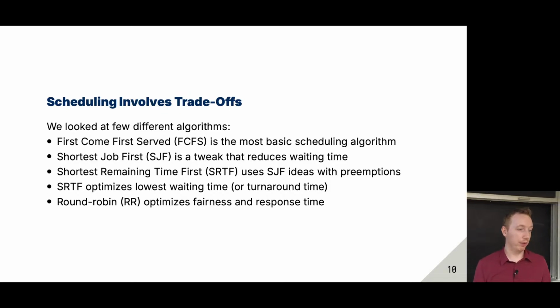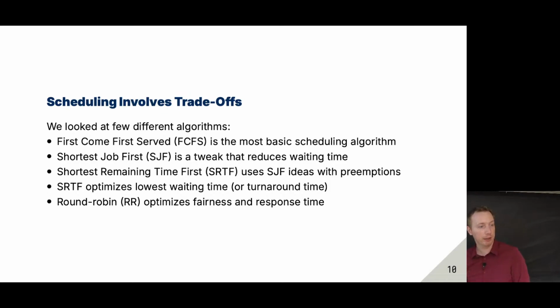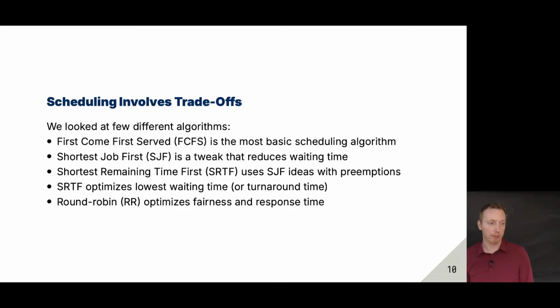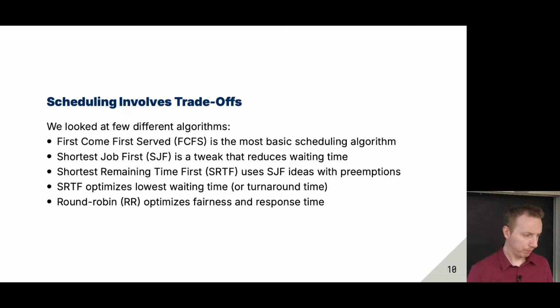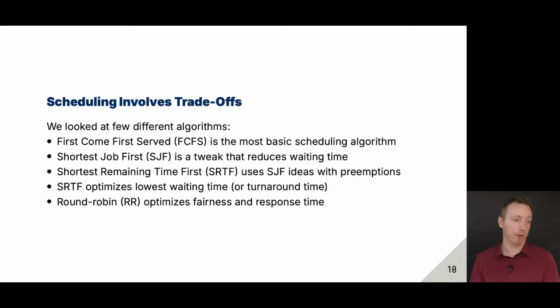Then we did shortest job first. That tries to reduce the average waiting time. Then we added preemption and did shortest remaining time first. So if a new job came in that was shorter than all the other ones, we'd immediately switch to that. And that would optimize the lowest waiting time. Then we did round robin to try and optimize fairness and response time.